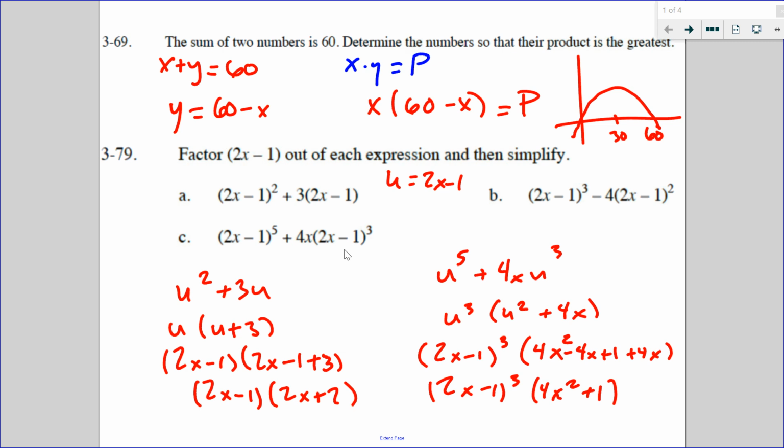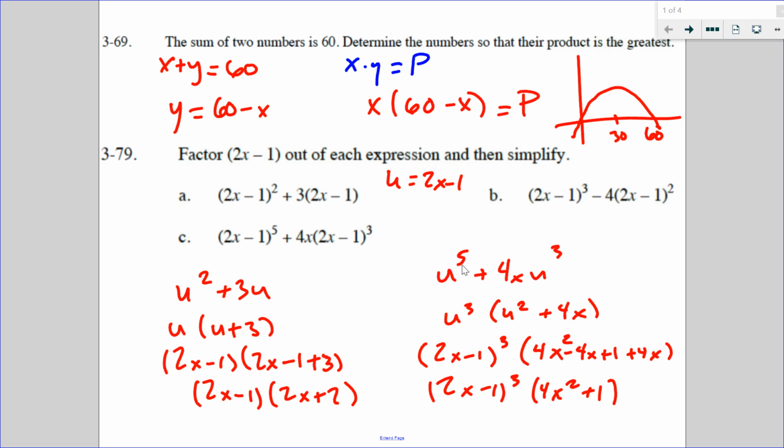For 79, I just did A and C, but essentially you're just doing U substitutions. So you substitute with the U and then see if you can factor anything individually. For example, in A, it looks like U squared plus 3U. Well, I can factor a U out of those first two terms, and then I plug back in what I said U was, which was 2x minus 1. And then just add anything, simplify from there.